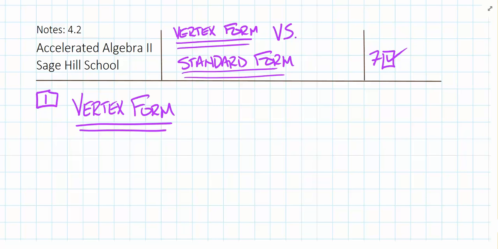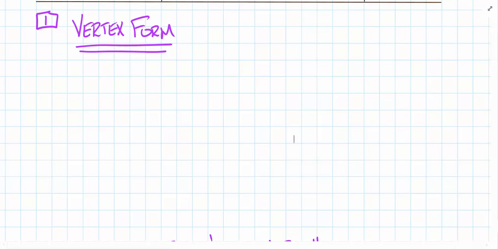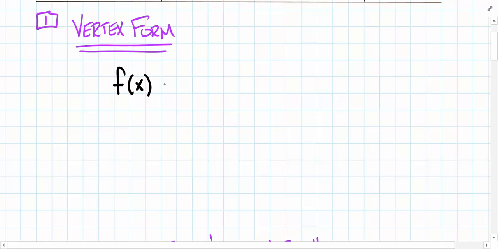Right, let's do a little comparison here, vertex form for a quadratic versus standard form for a quadratic. I'm going to start by talking about vertex form. The vertex form for a quadratic is what we spoke about the other day, where f of x is function notation. So f of x is going to be this a value times x minus h quantity squared plus k. Okay, let's get all the information that we possibly can out of this right now.